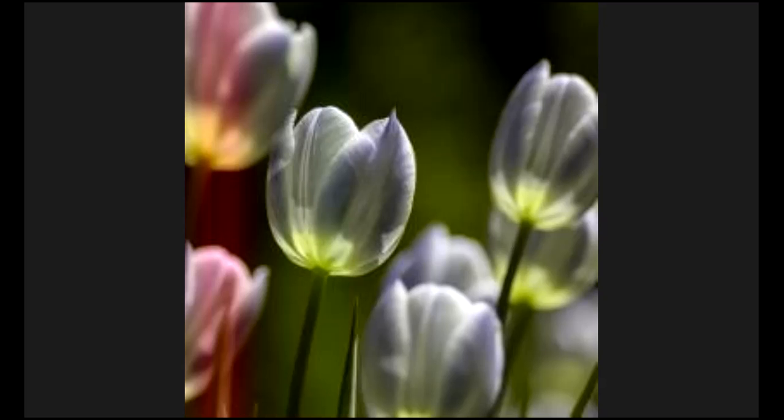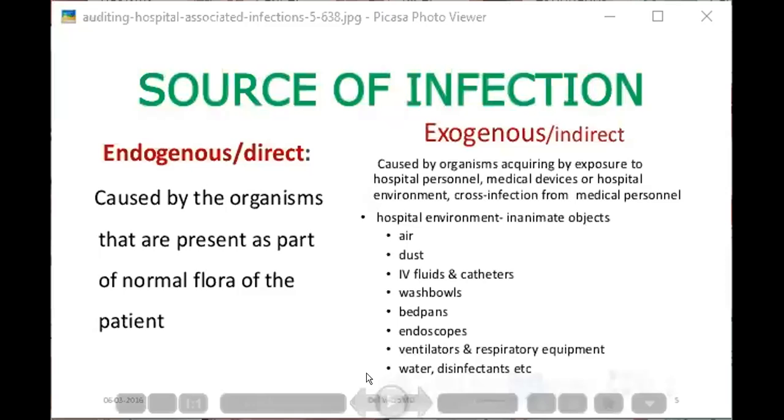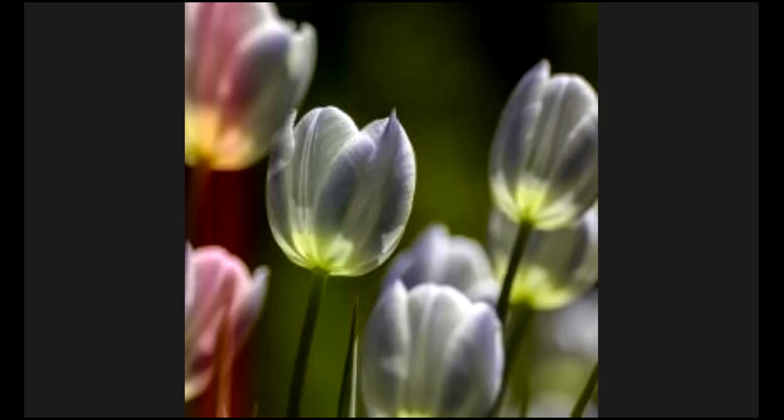Next, tomorrow. Ventilators and respiratory equipments. Oh, wait.